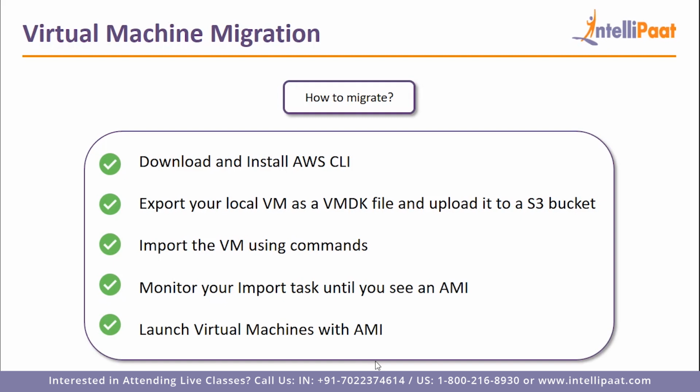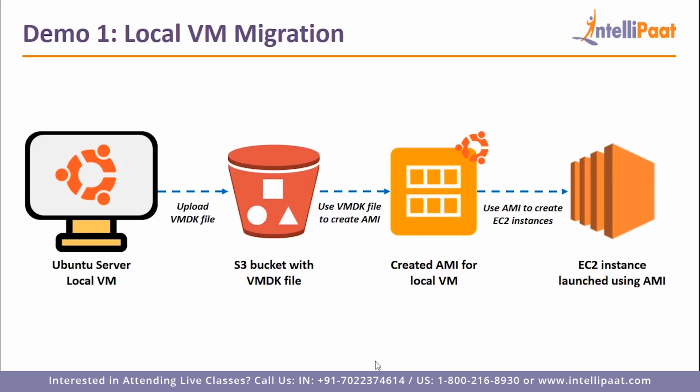Now let us see what is the demo we are going to do. For the local VM migration, I'll be creating an Ubuntu server local virtual machine where I'll create a file and keep it, and then I'll export that VM. I'll upload it to an S3 bucket, and using that S3 bucket, I'll create an AMI for my VMDK file. After the AMI gets created, it will take some time, guys. After it gets created, we can use that AMI to create EC2 instances. This is what we are going to do. Let me start from the first step. Let me show where to download and install the AWS CLI and how to configure it.